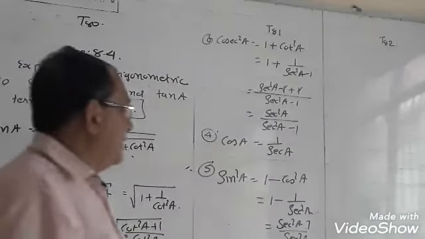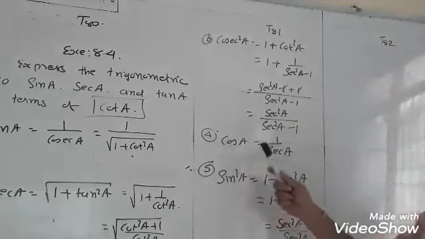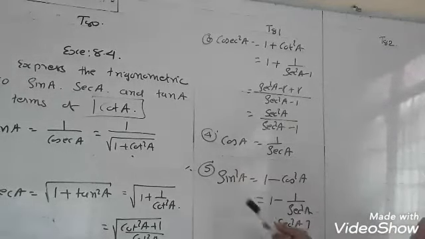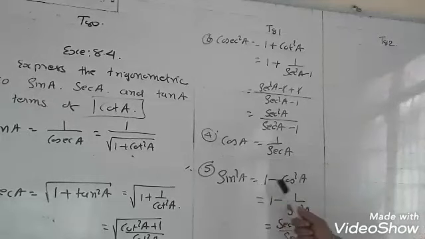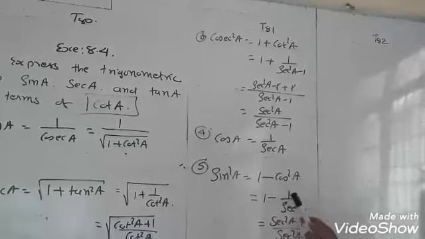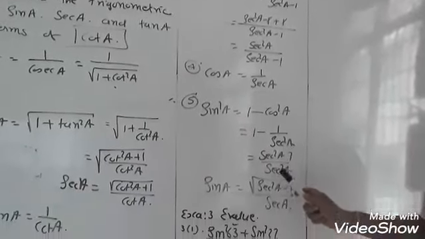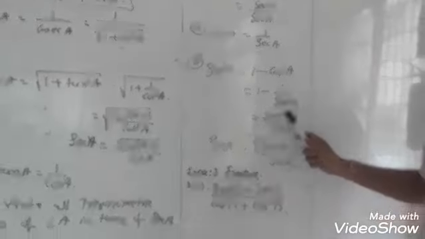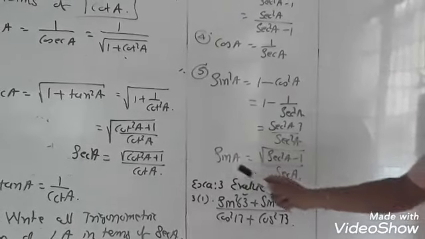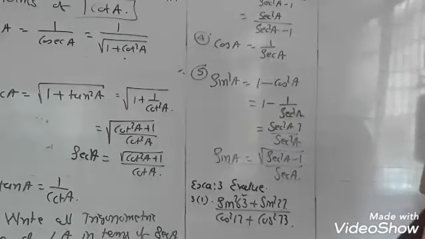Get it? Fourth one, that is very easy. cos A is equal to 1 upon sec A. Sin square A is equal to 1 minus cos square A, which is 1 minus 1 upon sec square A. Taking the LCM, sec square A minus 1 upon sec square A. So sin A is equal to the square root of sec square A minus 1 upon sec square A.